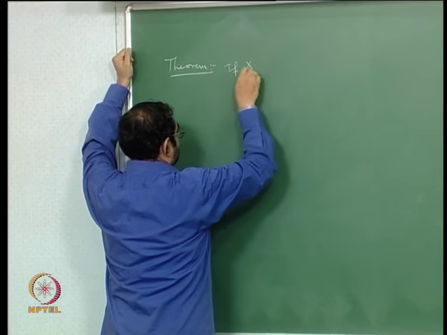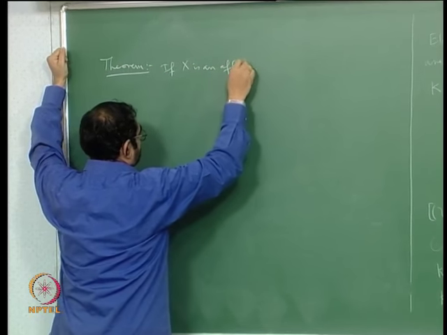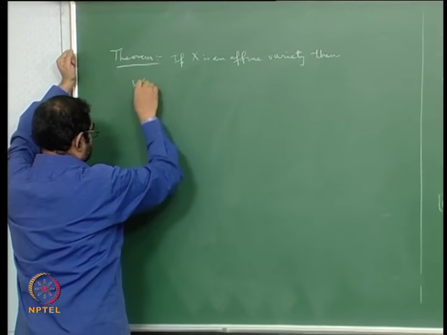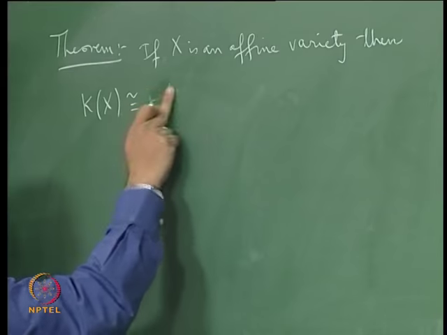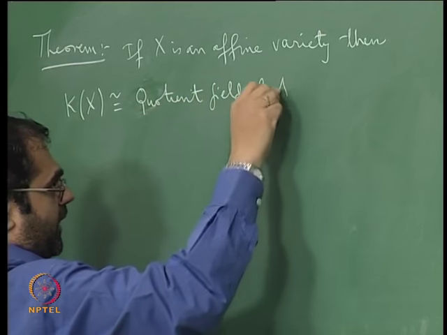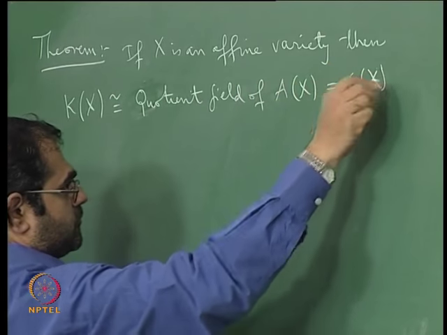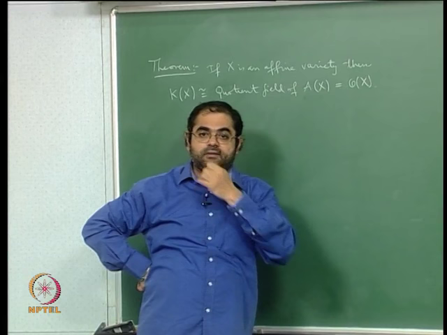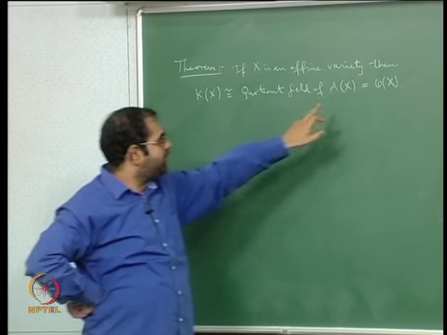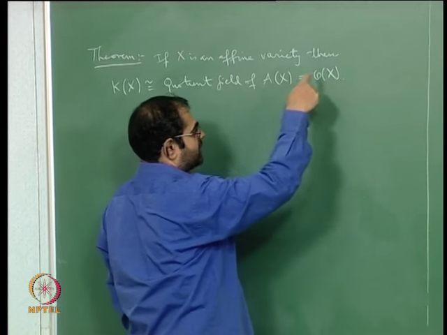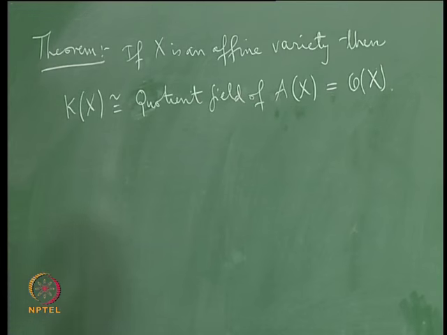If X is an affine variety, then Kx is isomorphic to the quotient field of Ax, which is equal to Ox. So if X is an affine variety, then we have defined Ax, the affine coordinate ring of X, and we have proved that the affine coordinate ring is equal to the ring of regular functions, and this equality is being thought of as functions. We put this equality because we think of a function here also as defining a function there, and conversely.